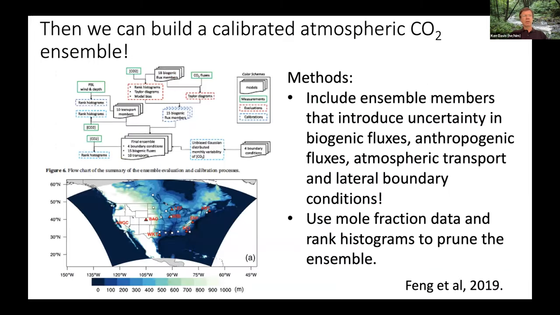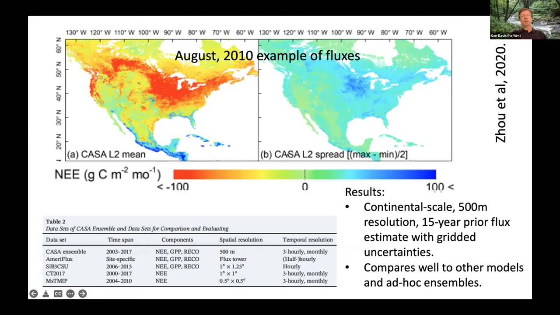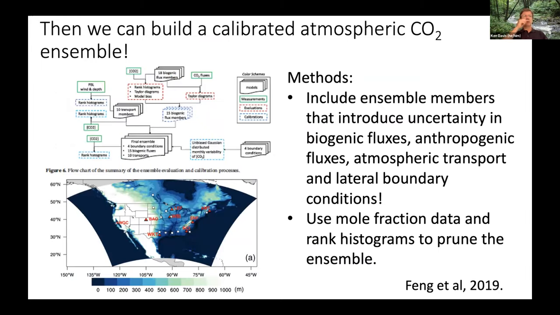However, it's still got the issue that we had from Jingfeng Zhao's work that we don't necessarily know the spatial structures or the temporal structures, or it's embedded in the model. We haven't tested those structures. But with a tool like this, this is a bit of an aside, I'm going to risk taking time for this aside. We could build a calibrated atmospheric CO2 ensemble, which is fun.